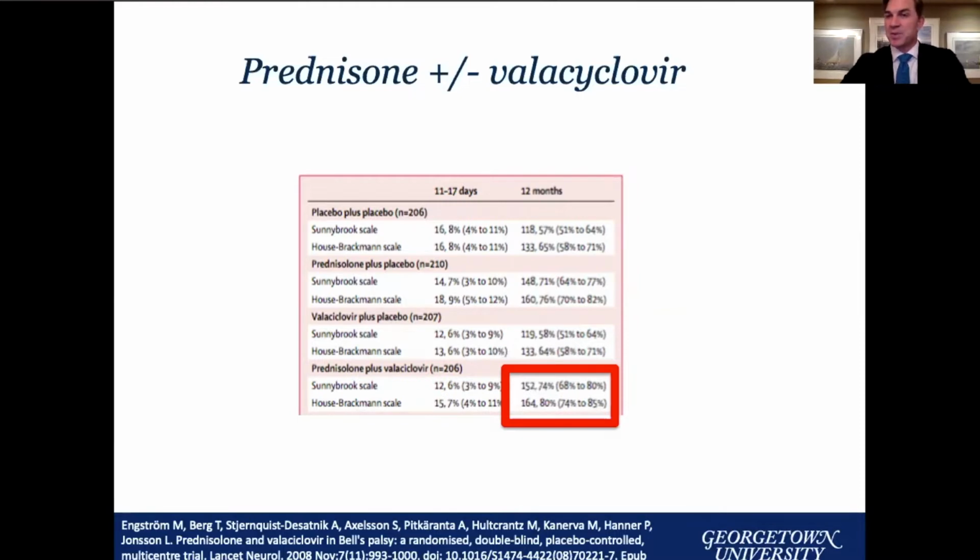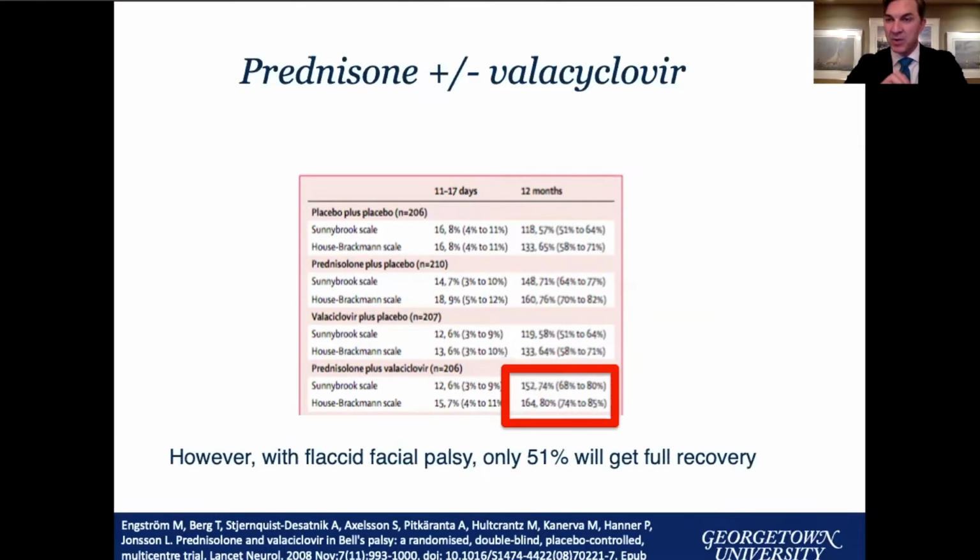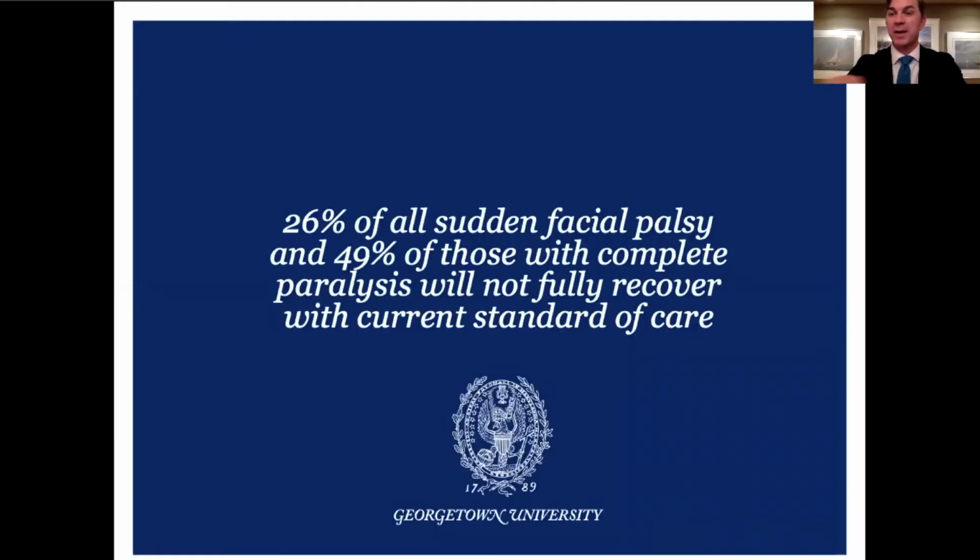Using the House-Brackmann, it was a little bit higher, but importantly, what is not often discussed with this data is that the patients, when subdivided by flaccid facial palsy, only 51% of those patients got full recovery with optimal medical management. And that's the same group. They went back and looked at their data a couple of years later, and they were able to separate it by Sunnybrook score at presentation. They found that when you have flaccid facial palsy, you have about 50% chance of recovery, even with optimal medical management. So that's where we are right now.